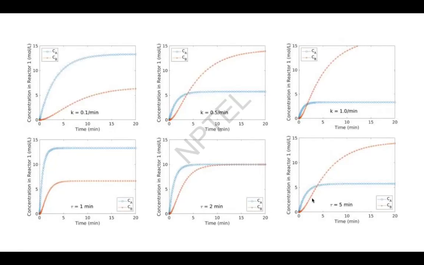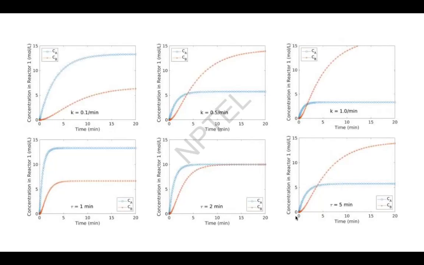Now the same thing you can observe when you're increasing the space time even further, that is tau equal to 5 minutes. Now what happens? Now more A would have converted into B. If you look at the equilibrium concentration, your A concentration is 5. It has even dropped from this value. It was earlier 10, that is now dropped to 5.